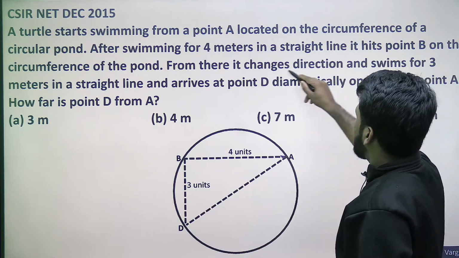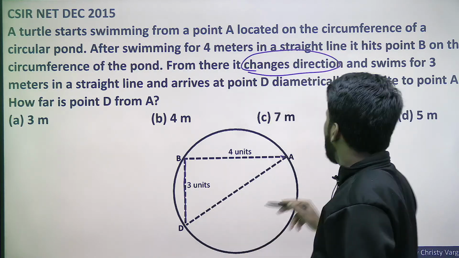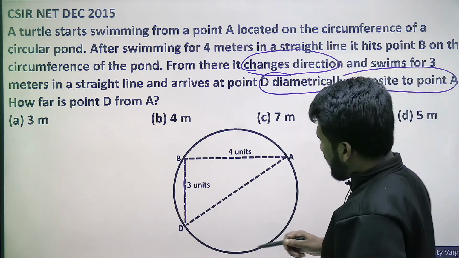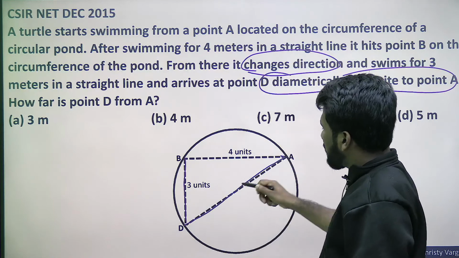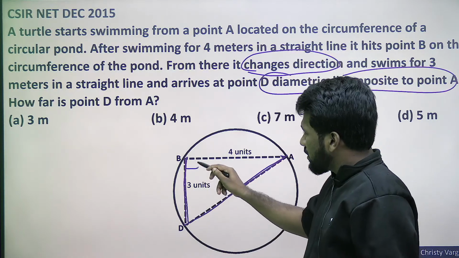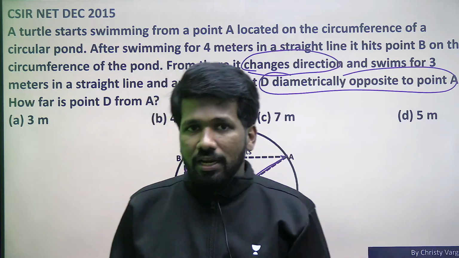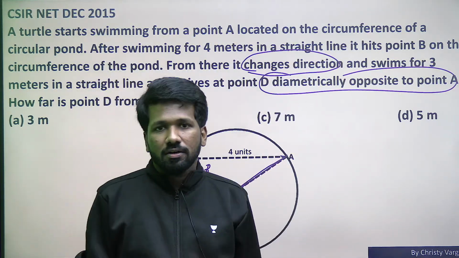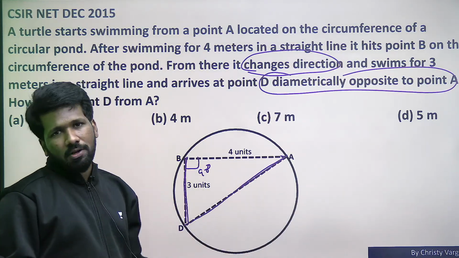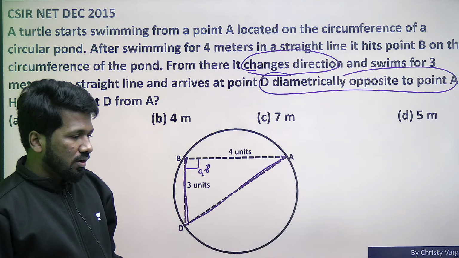From there it changes direction, and this is important. Changes direction to which direction? How do I know that this is the direction? You understand that from here: D is diametrically opposite to point A. That means there should be a diameter between A and D. For that, from B it should turn perpendicular only. Same reason I told you for the previous question. Angle inscribed in a semicircle will be a right angle. Or if the diameter is taken as the base and you are inscribing an angle inside it, that should be perpendicular only. That is how we should draw. That is why we should draw 90 degrees. Did you all understand this?